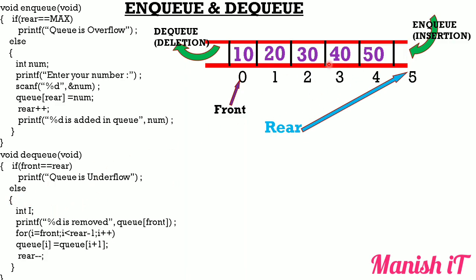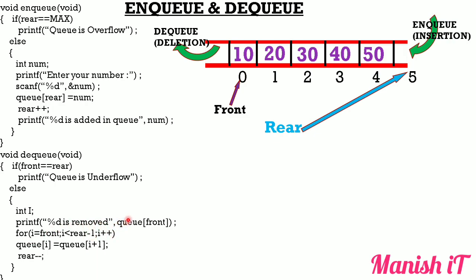Here the condition is front is pointing to 0 and rear is 5, so 0 equals 5, that condition fails. So it simply comes out of the if part and the else part is executed. Here, by mistake it's a capital I, so please correct that and write it as a small i. Here I have declared one variable i of integer type, and simply print percentage d is removed. Percentage d is a format specifier, and it prints the message whatever is removed.